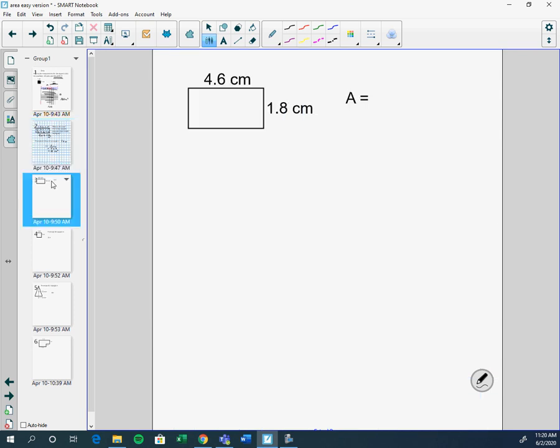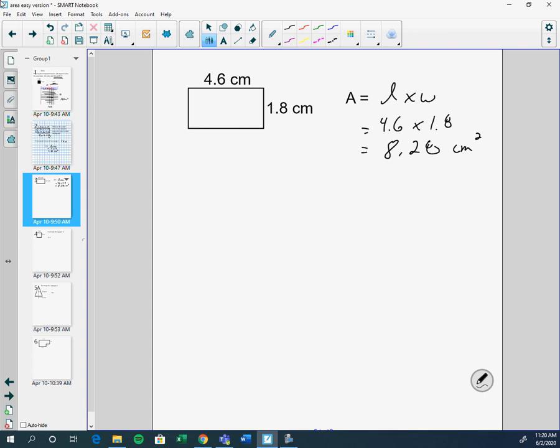Here's one here. Now, right away, we see that we have decimals here, right? So let's write our formula. Area is length times width. The length is 4.6. The width is 1.8. And I'm going to need a calculator, I just realized. I'm going to have to use my phone. There we go. 4.6 times 1.8 is 8.28 square centimeters.